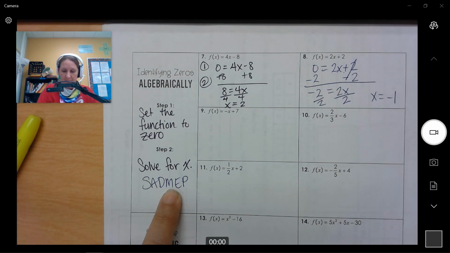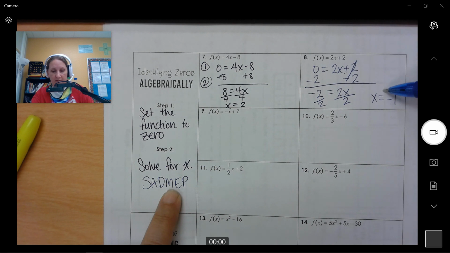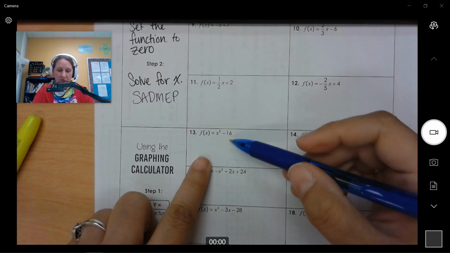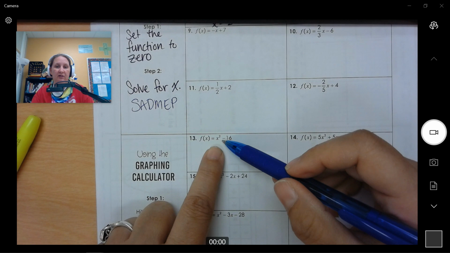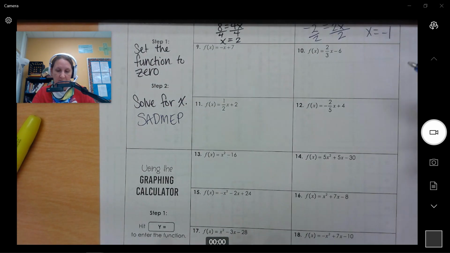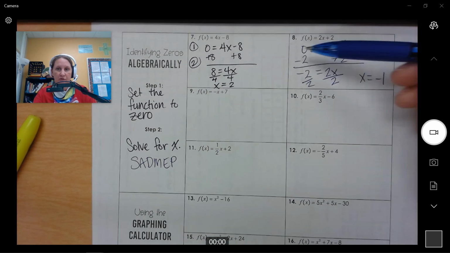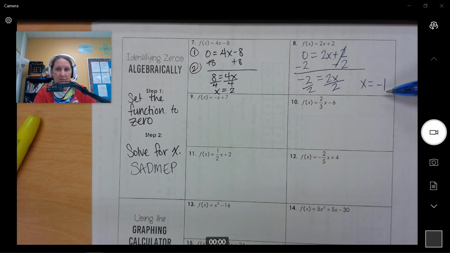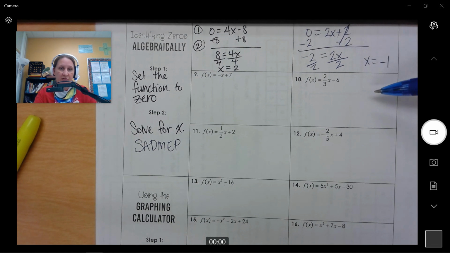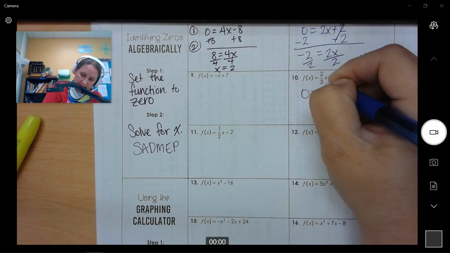So x is negative 1. Sometimes you should get the same number of solutions as your highest exponent. So when the exponent on x is 1, you should have one solution. When it's 2, like down here at number 13, you'll have 2 solutions or possibly 1 depending on what is happening with that graph. Now you can always, as a backup, graph your picture to see if you got the right x when you did your math. Okay, so we'll do number 10 as one more example because it has a fraction.